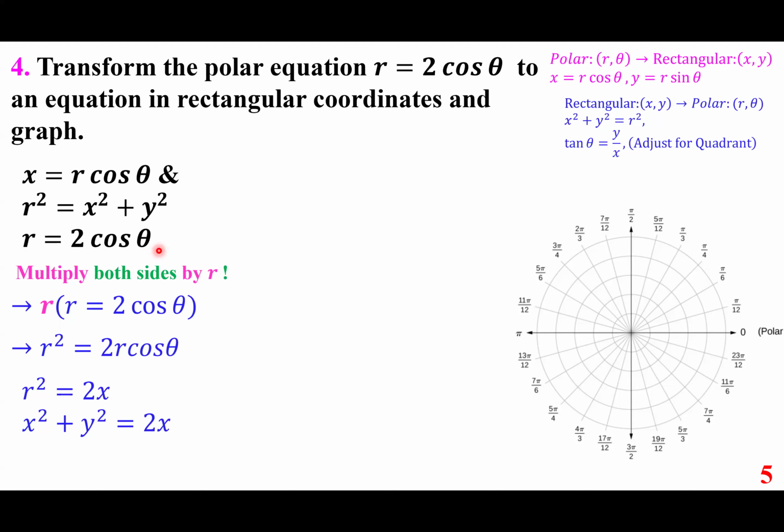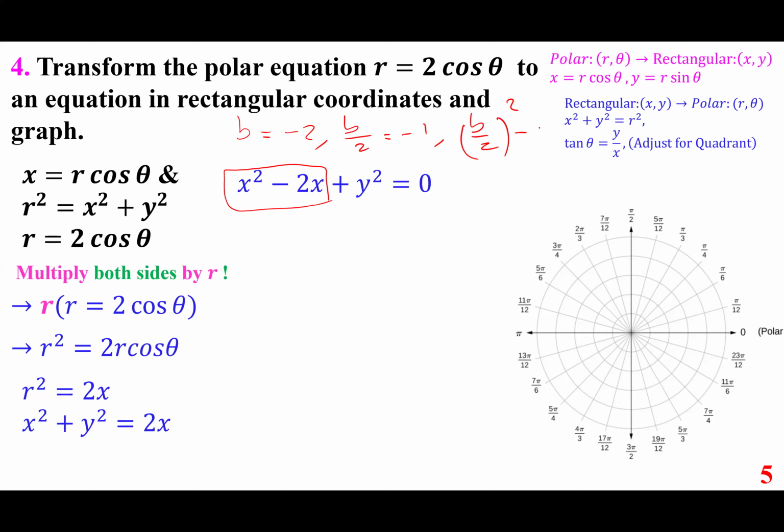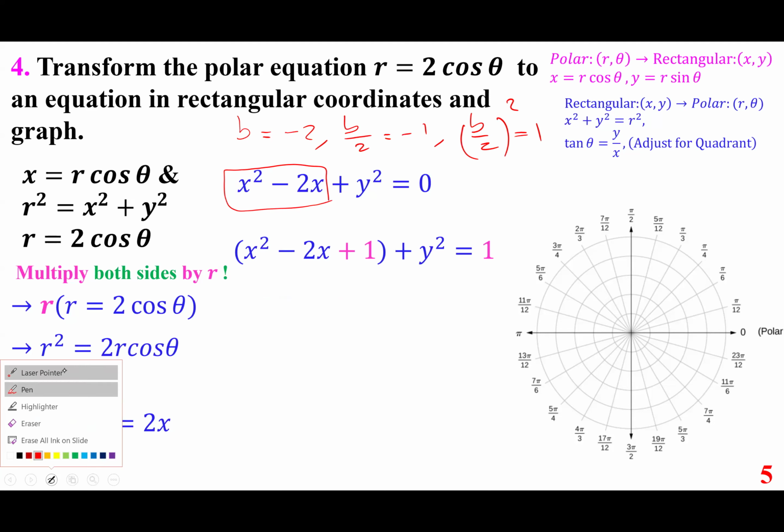Now, we bring the 2x to the left and combine it with x squared. B is negative 2. Completing the square, everybody. Divided by 2 is negative 1. Squared is positive 1, so you're going to add 1 to both sides. Then we have x minus 1 squared plus y squared equals 1.